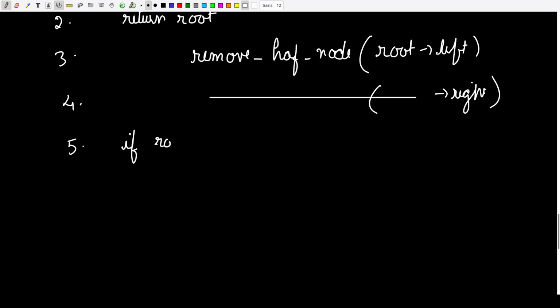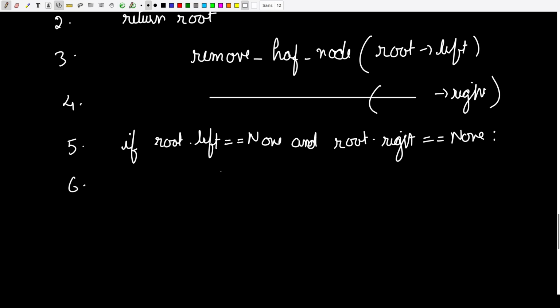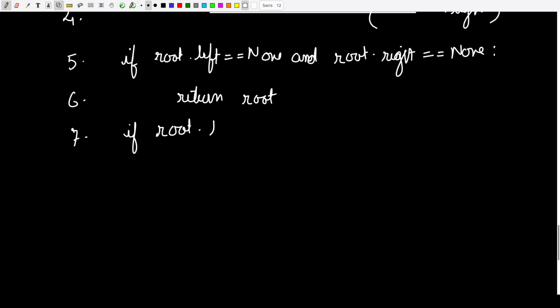So if root dot left equals none and root dot right equals none, this implies that this is a leaf node which is not a half node, because of which we are going to return root. Now we are going to check whether root of left equals none. If root dot left equals none, this simply means root of right is not equal to none. In such case, we can simply go ahead and return root of right.